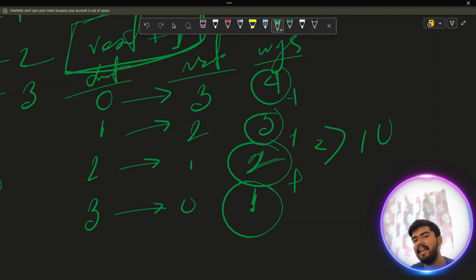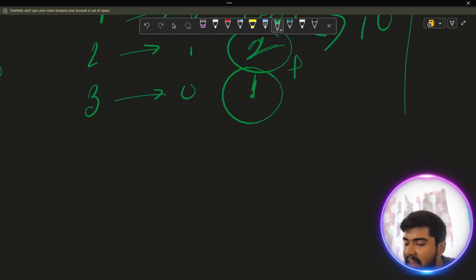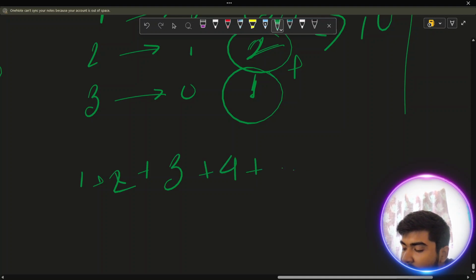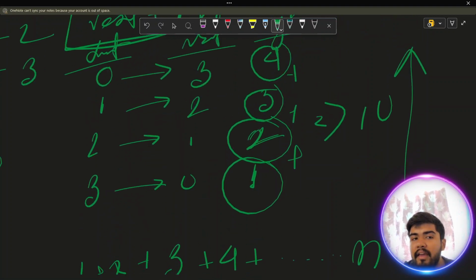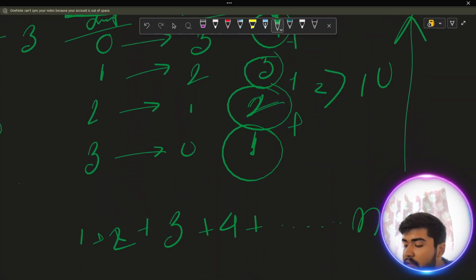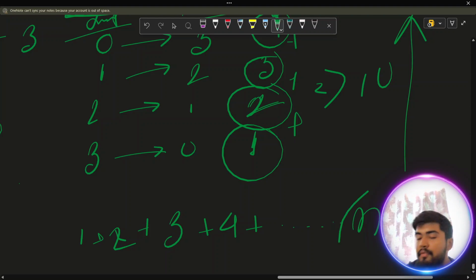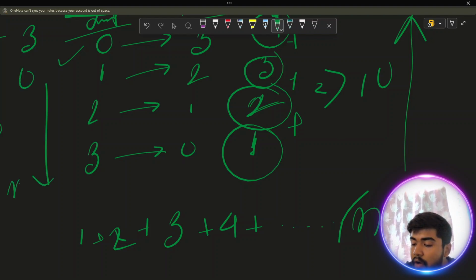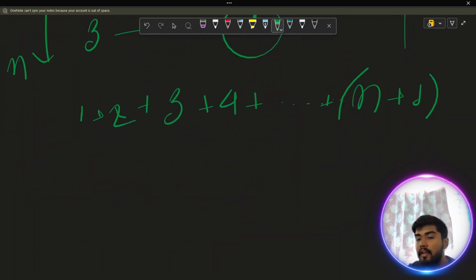So can I define a formula? Is it a monotonic increasing or an AP series? It is nothing but 1 plus 2 plus 3 plus 4 plus dot dot, up to how far it is going. My n is 3, so it is going to n plus 1, because it has started from 0 and is growing from 0 to n. So how many rows? n plus 1 rows. It grows 1, 2, 3, 4, up to n plus 1. So what is the summation then?